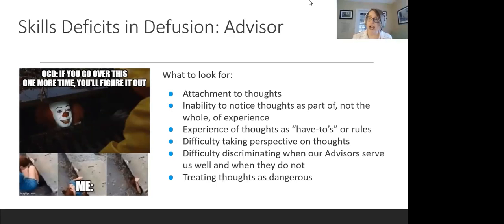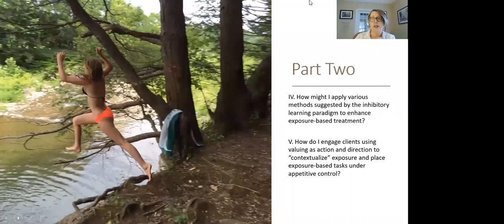Experiencing thoughts as have-tos or rules. Well, that's OCD in a nutshell, isn't it? So that's speaking to difficulty resisting doing what those OCD thoughts are saying. Difficulty really noticing when we need to listen to this advising part of us and when it's not relevant. That difficulty discriminating those things. And then finally, treating thoughts as if they are dangerous. If I have a thought, I can't handle it. I can't tolerate it. I'm going to try not to think about it. I'm going to try not to say it. Okay. So this is one way we would apply the ACT model.